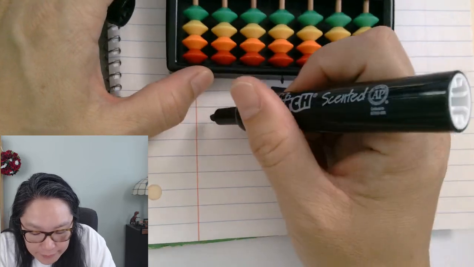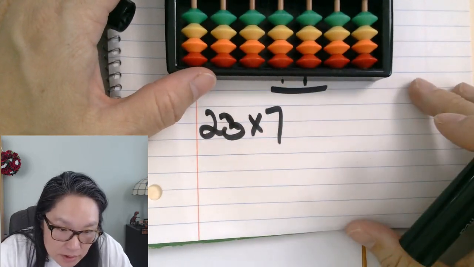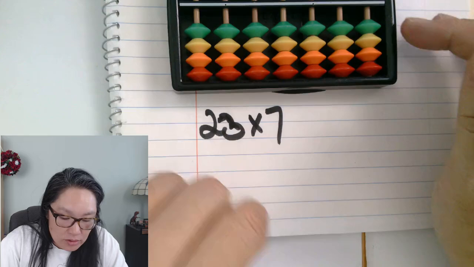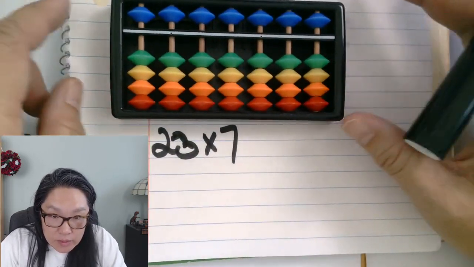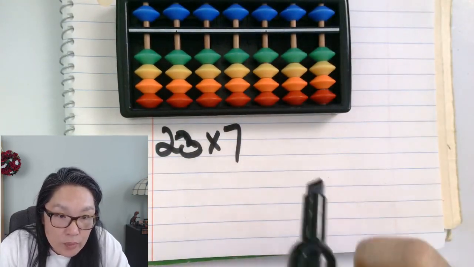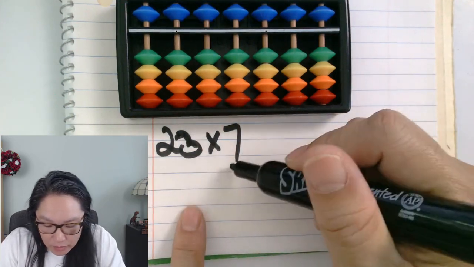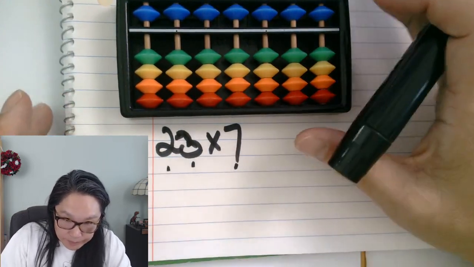So we have 23. Let's multiply that by 7. Oh my God, that's not easy. Yes, it is. It's so easy. You don't understand. What we're going to do is count our digits. The reason we need to count our digits is that we need to understand where to put our answer. So we're going to put our answer 1, 2, 3. How do I know? Because I have 3 digits in my question.